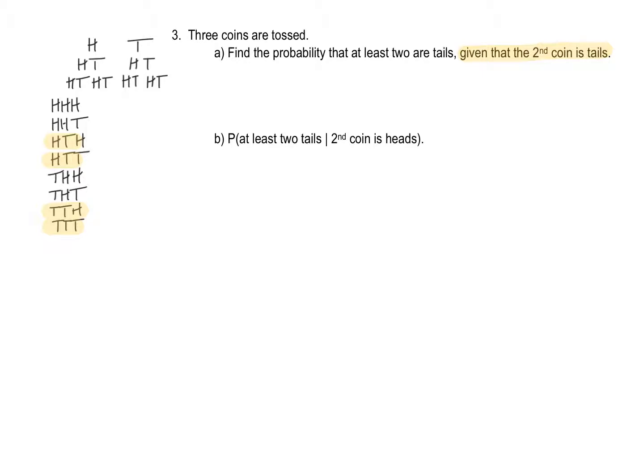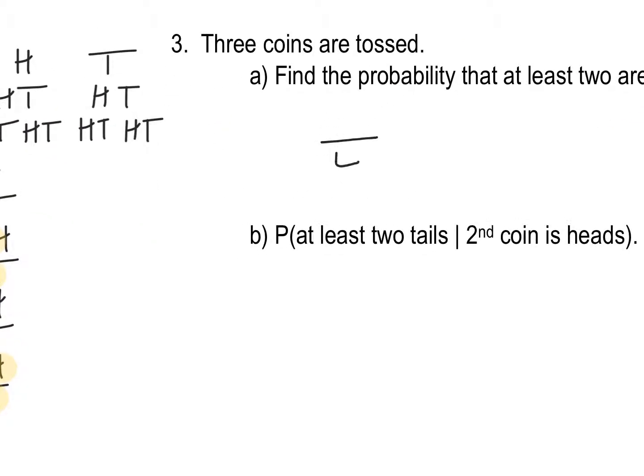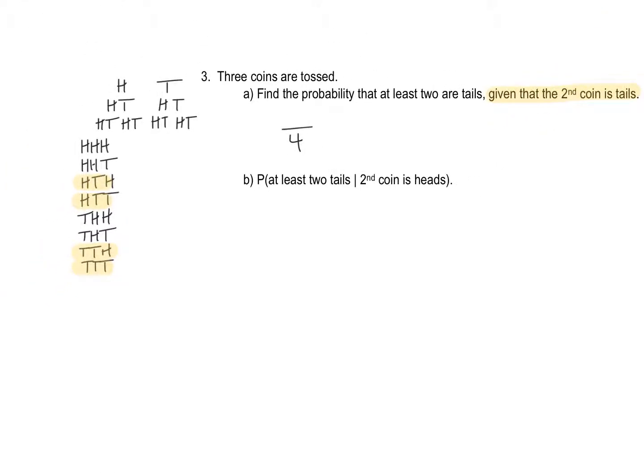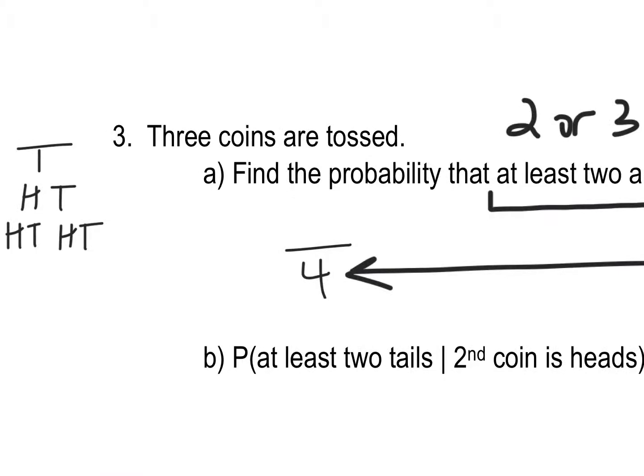After restricting to only these yellow ones that I've highlighted, my new denominator is 4 because there's only 4 options that have the second coin as tails. And how many of those have at least 2 tails? This is the question I have to answer. How many of them have at least 2 tails, which means 2 or 3 tails? This one has 2 tails, this one has 2 tails, and this one happens to have 3. So 3 out of 4 is my probability there.